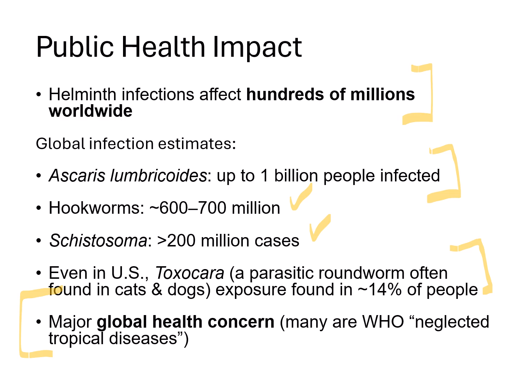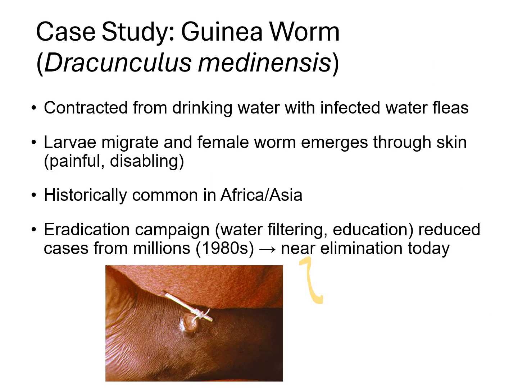I showed you a picture of this before, but this is guinea worm. Guinea worm disease, caused by Dracunculus medinensis, is caused by drinking water contaminated with small crustaceans that can carry the larvae, so water fleas that can carry the larvae. These worms can migrate and eventually emerge painfully through the skin, as you can see here.